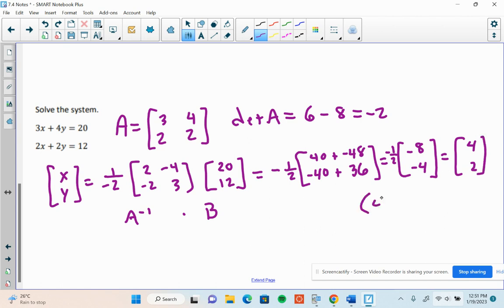Let's check that in our original system of equations. Go back to your system of equations and make sure it works. So 3 times 4 is 12. 4 times 2 is 8. We add those together, we get 20. 2 times 4 is 8. And then add 4, we get 12. It works. We're done. Have fun with the assignment.